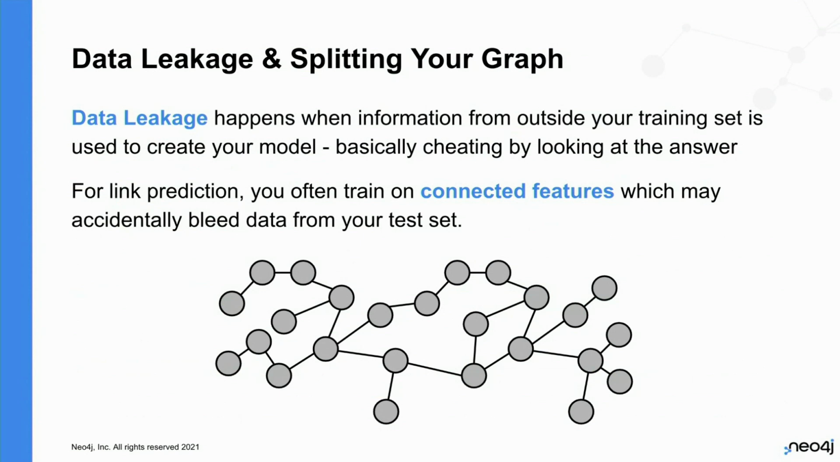Or even if I do something simple like PageRank, PageRank is still calculated based on the connections of that node and the connections of those connections. And if you're mixing them between your test and train set, you're going to get into trouble. So let's talk about different approaches.